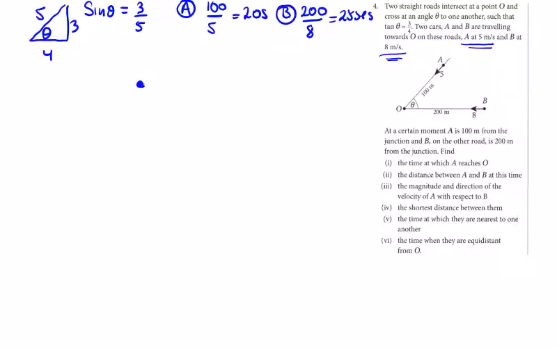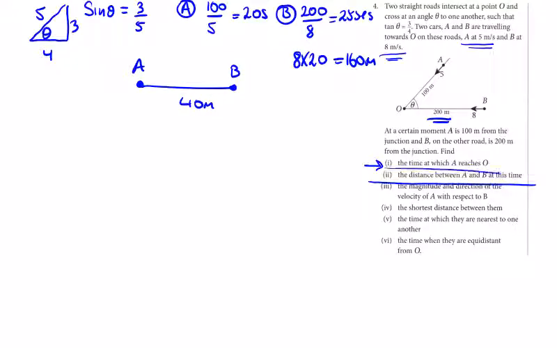So we have A at the junction and we have B a distance away. In 20 seconds, B is going to go 8 by 20, which is 160 meters, so it's going to be 200 minus 160, 40 away. Now we're asked to get the time at which A reaches O. Well, the time is 20 seconds. The distance between A and B at this time is our 40. So with these questions, you can always do the parts before looking at them. That would be the first two done.